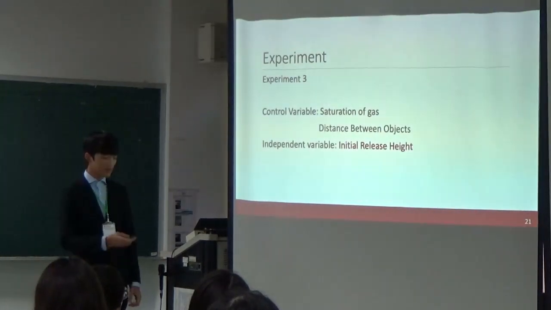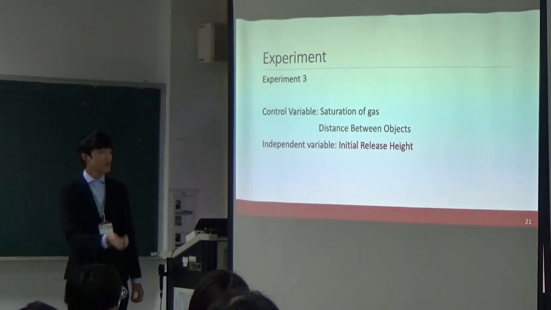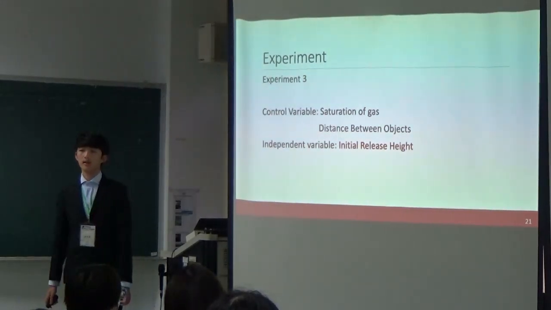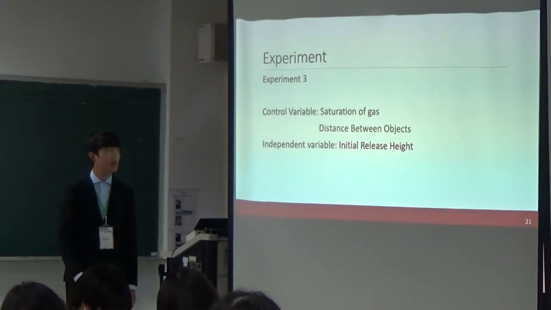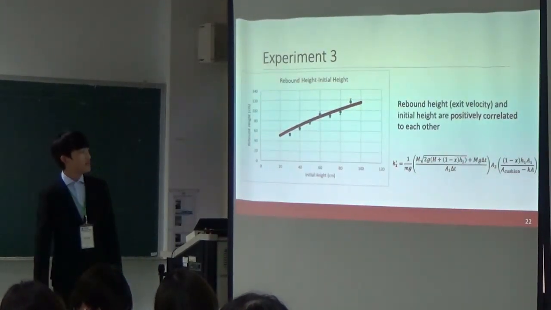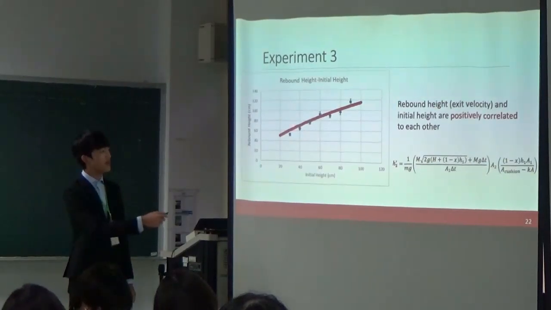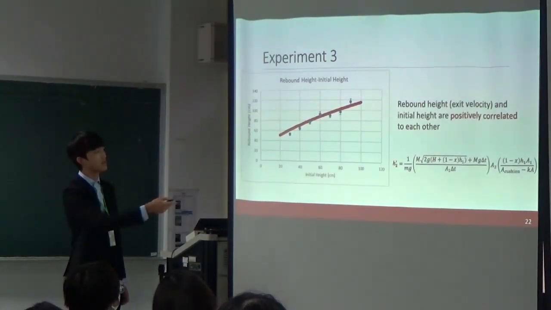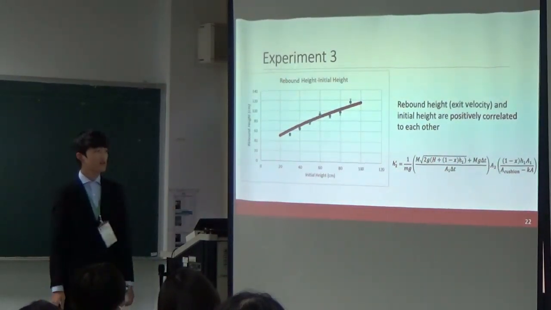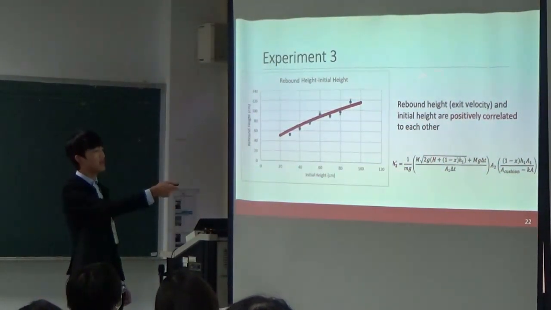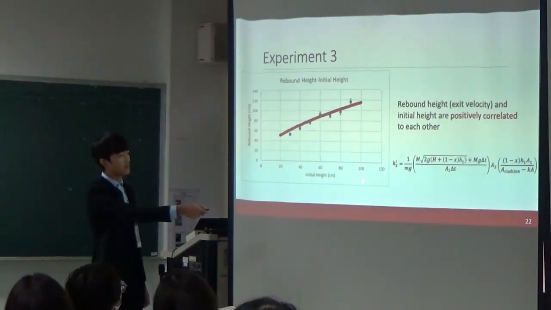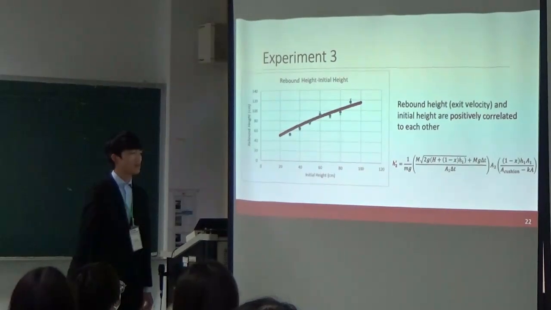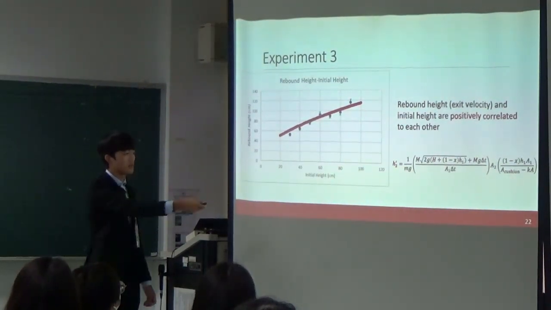And this is our third experiment. So we're going to change our initial release height and find the relation between this one and the rebound height. And this is our experiment. So the red line over here is our theoretical model's predicted line. And here we can see that the rebound height and the initial height are positively correlated to each other. And this is a comparison to our theoretical model.